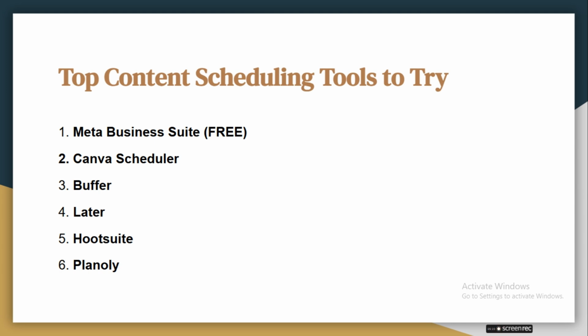2. Canva Scheduler. Best for visual creators. Why it's great. You can design your content and schedule it all in one platform. Platforms: Facebook, Instagram, Pinterest, and more. Note: Scheduler is available on Canva Pro.